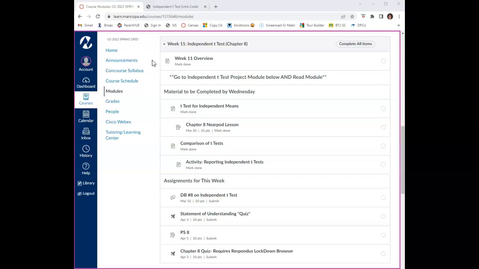Most importantly, this week we will officially assign the independent t-test project. As you can see here, please go to the project module below and read the module sometime this week. The first assignment of the project is due this week. Let's get started with this week's overview.